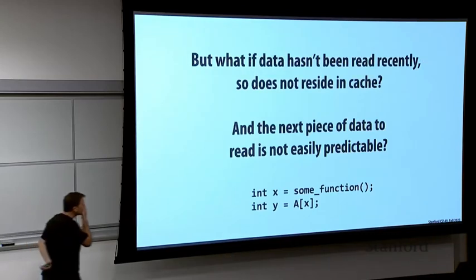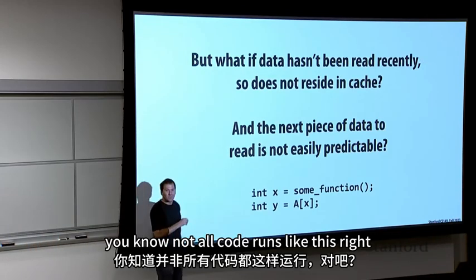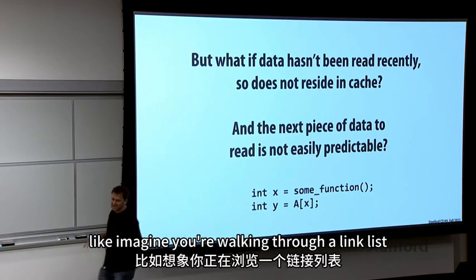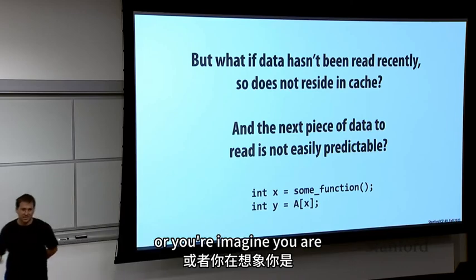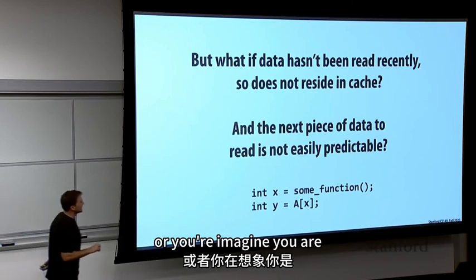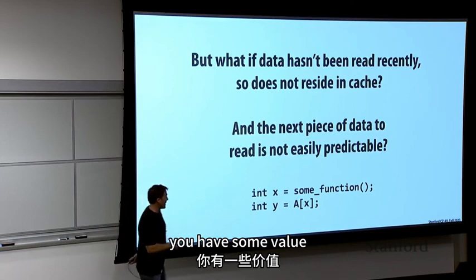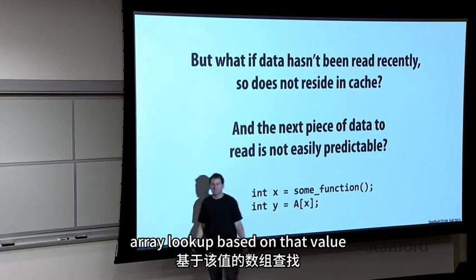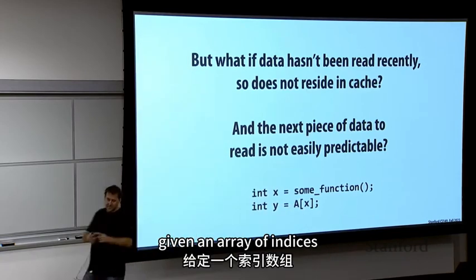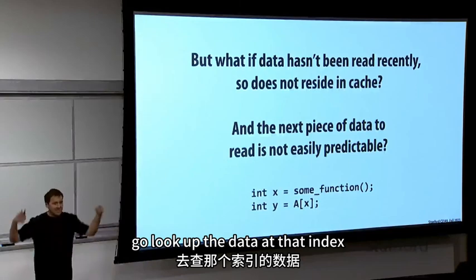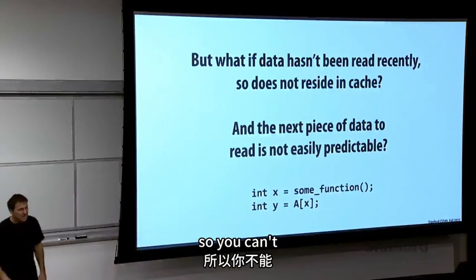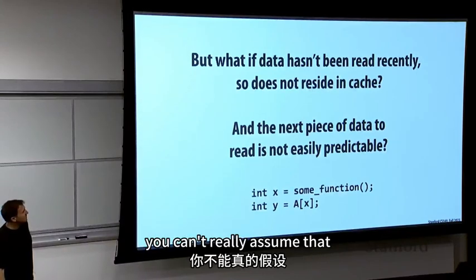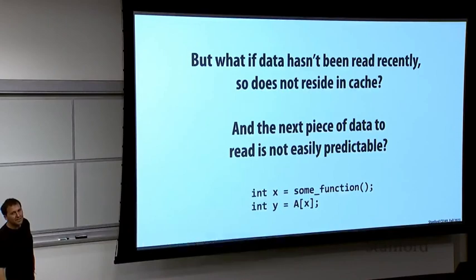But not all code runs like this, right? Sometimes it's hard to predict something. Like imagine you're walking through a linked list, or imagine you have some value that you just computed and you're going to do an array lookup based on that value. A very common thing is, given an array of indices, go look up the data at that index or something like that. So in these throughput computing ideas, you can't really assume that you can predict what's coming.